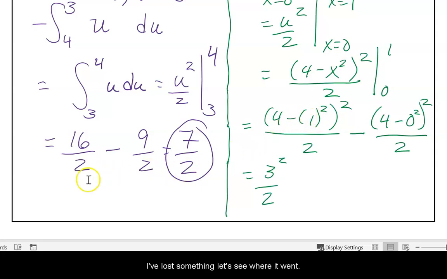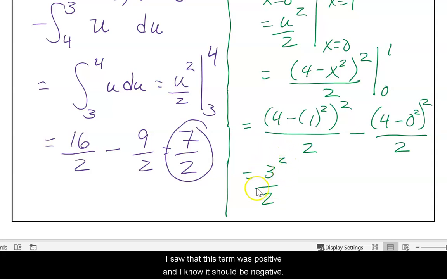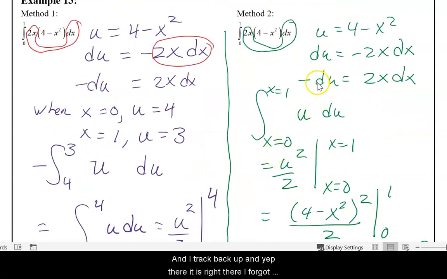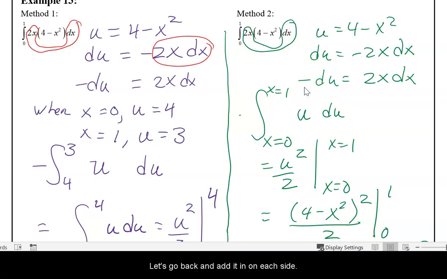Oops, I've lost something. Let's see where it went. I'm wondering if you now know how I knew I had an error. Being able to find your errors is as important and sometimes more important than knowing how to solve it. I saw that this term was positive and I know it should be negative. I knew then that I had a negative error somewhere, and I track back up, and yep, there it is right there. I forgot about that negative that should have been multiplied by the du. Let's go back and add it in on each step.